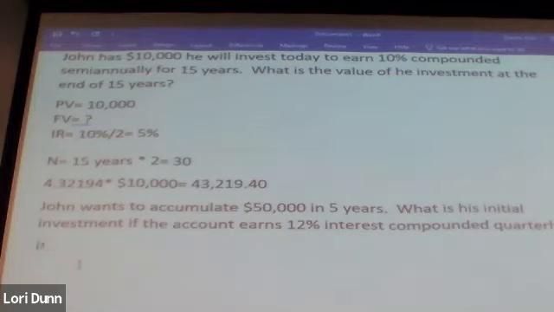Let's take a look. Present value, do we know it? No. That's what we have to solve for. Future value is what we want to accumulate to, 50,000. Interest rate, how much? 3%. 12% annual rate divided by 4 compounding periods a year. So each compounding period will use 3% interest. How many times do we compound interest? 20. 5 years times 4 times a year equals 20. So N is 20.